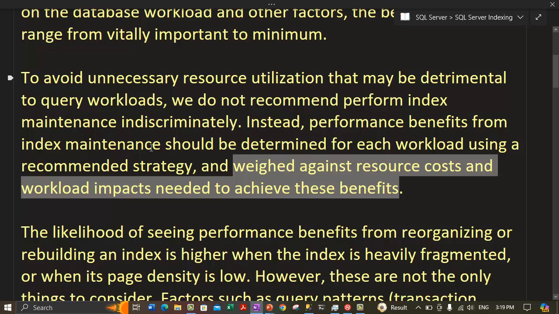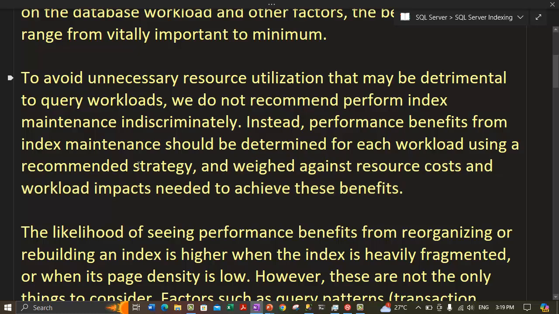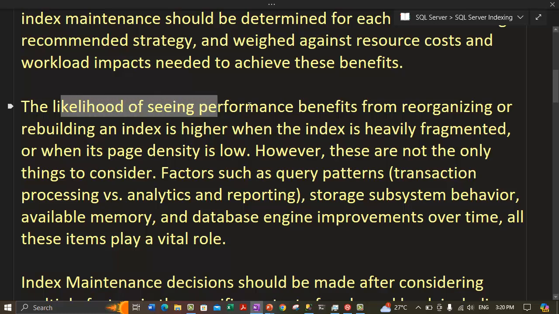So we should measure all the criteria for rebuilding the indexes or doing index maintenance. We should compare all the resource costs against the benefits before coming to a decision about whether we should do rebuilding at this time or not. Now, the likelihood of seeing performance benefits from reorganizing or rebuilding an index is higher. Whenever we reorganize or rebuild an index, there's a high likelihood that you will gain some performance benefits.